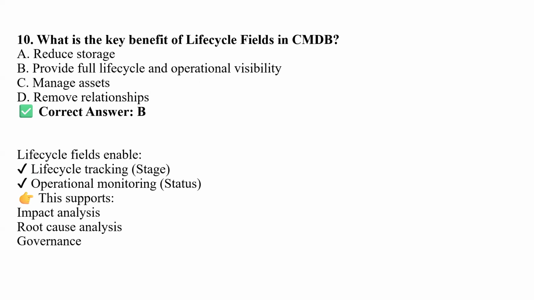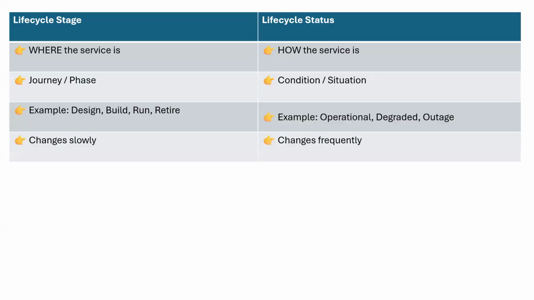So both combination will support the impact analysis, root cause analysis, and governance. The stage and status are the two dimensions in ServiceNow. One dimension is status and another is stage. Both combination will be used for the impact analysis and root cause analysis and governance. Next one. We can easily compare with this slide. Then we can understand easily.